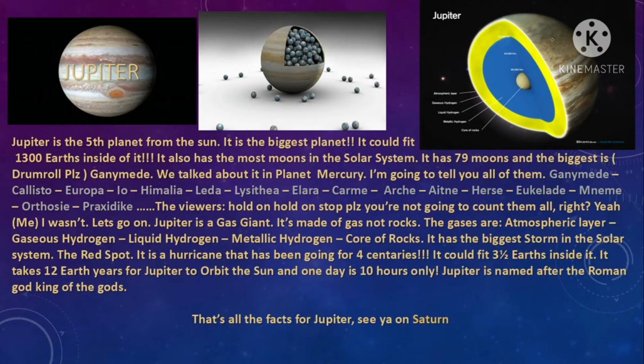It could fit 3.5 Earths inside it. It takes 12 years for Jupiter to orbit the Sun, and one day is only 10 hours on Jupiter. Jupiter is named after the Roman god, the king of the gods, because of his size. That's all the facts for Jupiter. See ya on Saturn. Boom.